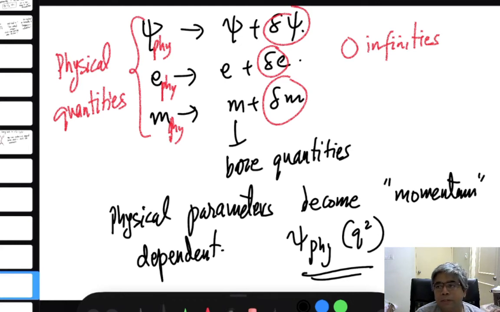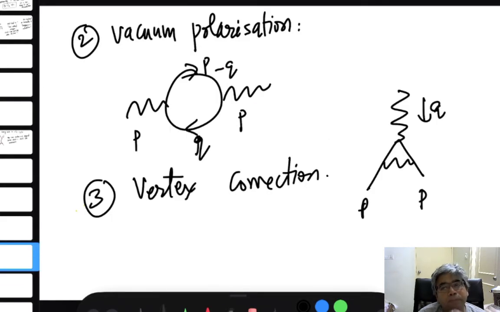Now, this is some sort of an algebraic trick you are doing. It looks like you are doing an algebraic trick, but there is a physical explanation behind this. We'll come to that in a second.